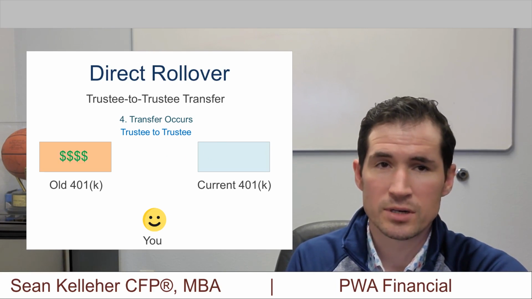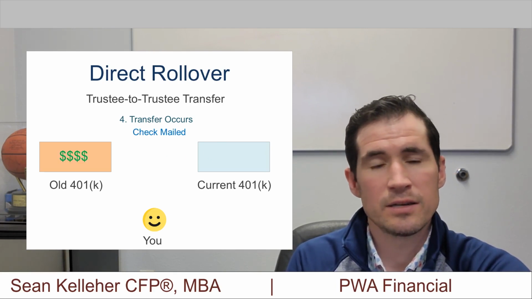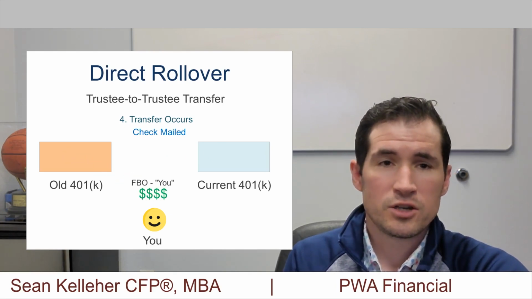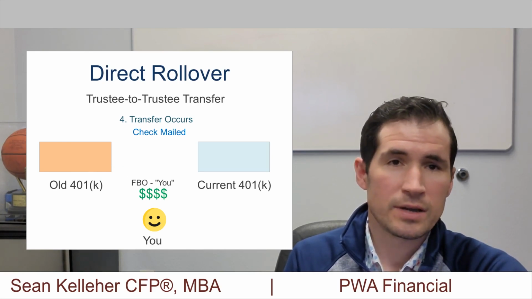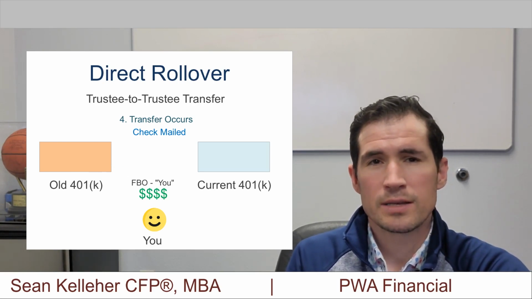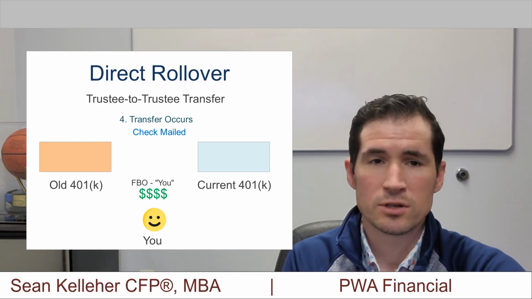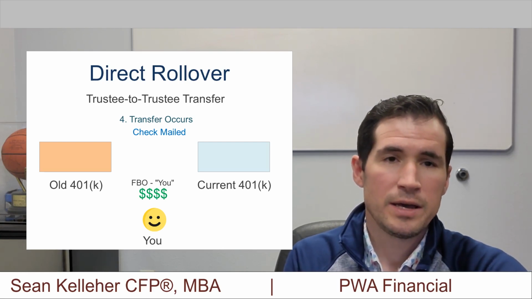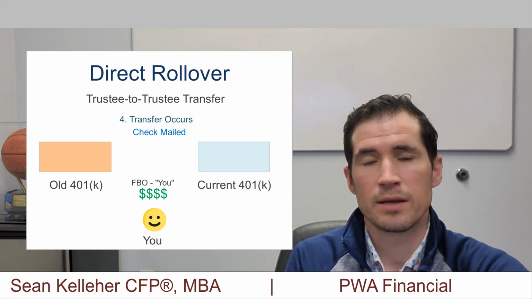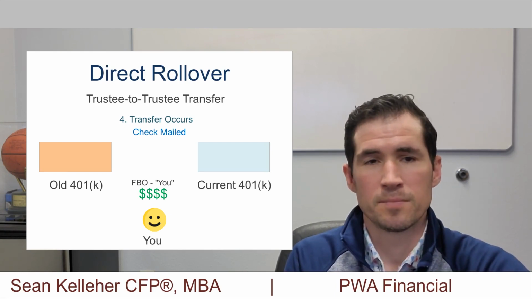The second option is a check sent to your address. The check will be made out to the receiving company, and it will have a note that says, "For the benefit of," in your name. So you could not cash this check. It is made out to the receiving company for the benefit of you.